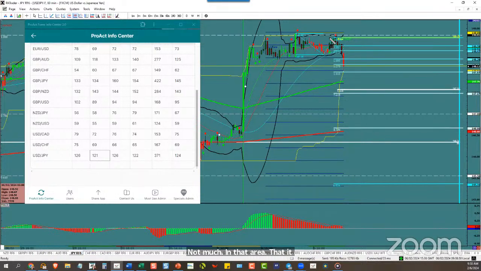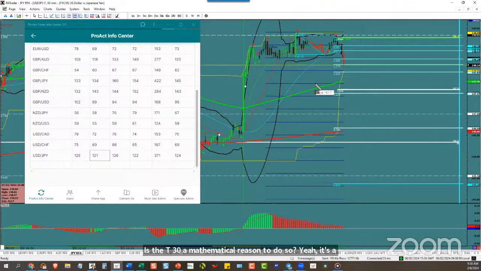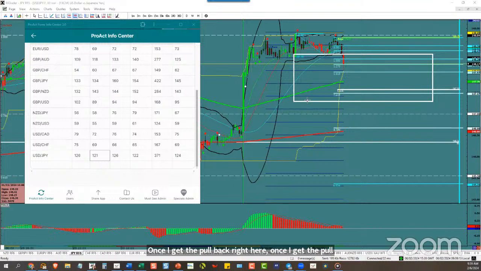All right, so remember, you only move a stop if you have a mathematical reason to do so. Is the T30 a mathematical reason to do so? Yeah, it's a 34 fib. So yes, it is. I could move it there and at the 1.618. Now I need a pullback. Once I get the pullback right here, here's the support. So that's the trade right there. We'll hold to the 2.618 below the ATR.